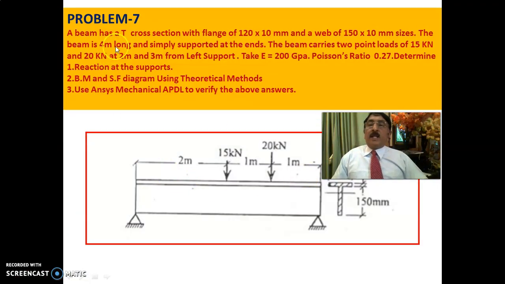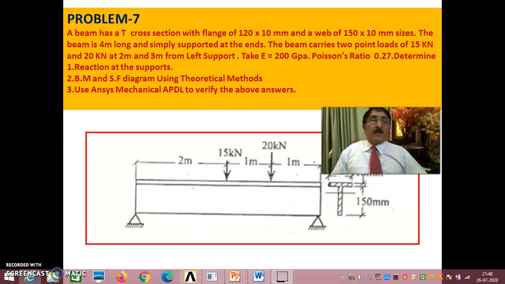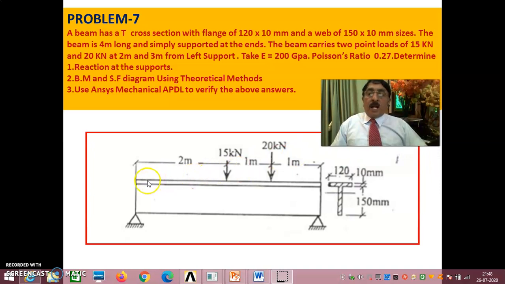As you see here, a beam has a T section. This is a beam. Span length is 4 meters. You have one point load at 2 meters from the left support and another point load at 3 meters from the left support: 15 kilonewtons and 20 kilonewtons.